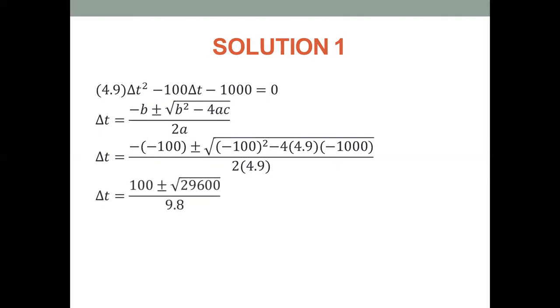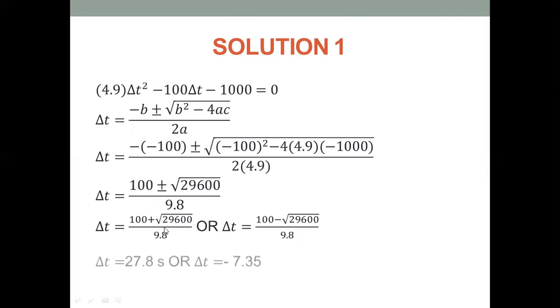Okay. Let's simplify. Negative times negative is positive, then we get 100 there. Under the square root, if we simplify, we get 29,600, then over 9,8. Okay, so we can split now the square root into plus or minus. So the first one will take plus, then the second one will take the minus. So if we simplify the first part, we get 27,8 seconds. Okay, on the second part, when we take negative, we get 7,35, which is negative.